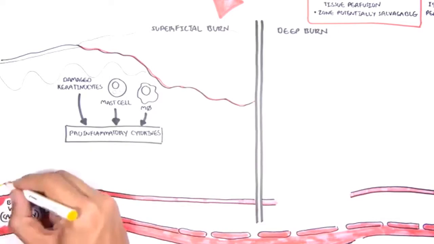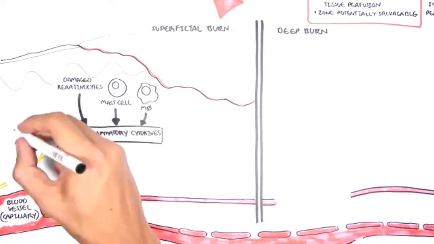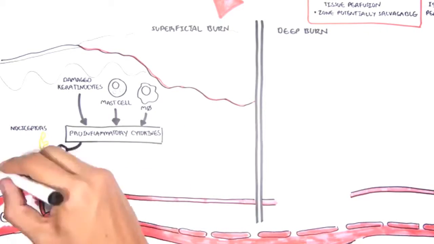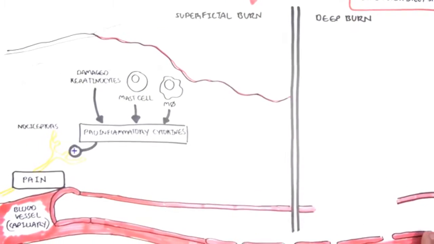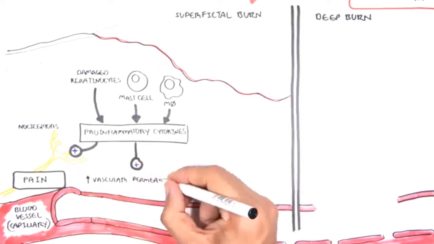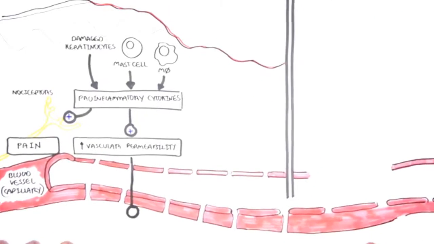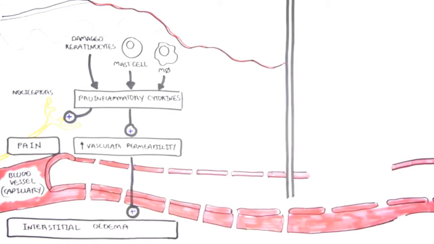The cytokines will stimulate nerve endings around the dermis. The sensory nerve endings here can be the ones that detect pain, for example, and pain is an important feature of superficial burns. Some cytokines will cause an increase in vascular permeability. The increase in vascular permeability will cause fluid to leak out and may lead to interstitial edema. As the fluid leaks out, it can result in hypotension.